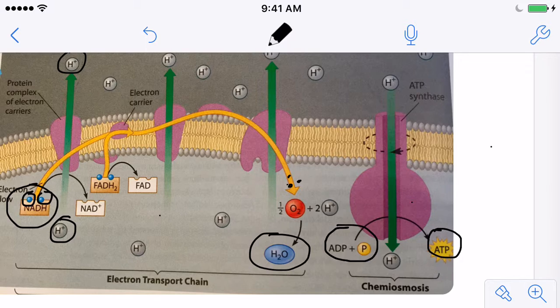So that's basically the process of oxidative phosphorylation. And if you ever need more help, feel free to comment down below.